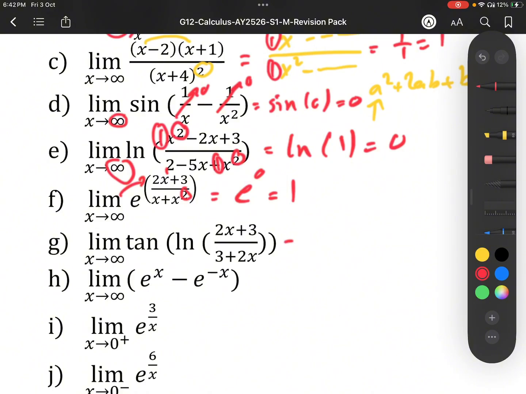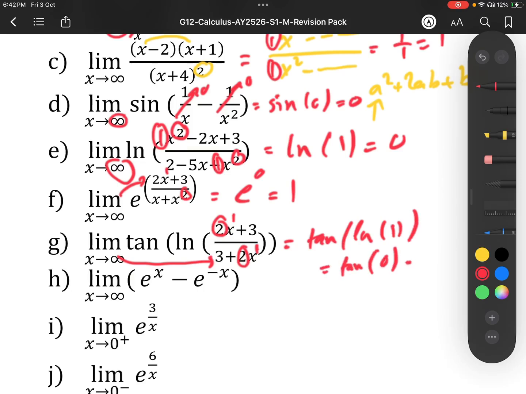Tangent ln. When x goes to infinity, the degree is 1 and the degree is 1. So 2 divided by 2 is 1. Tangent ln 1 is 0. Tangent 0 is 0.